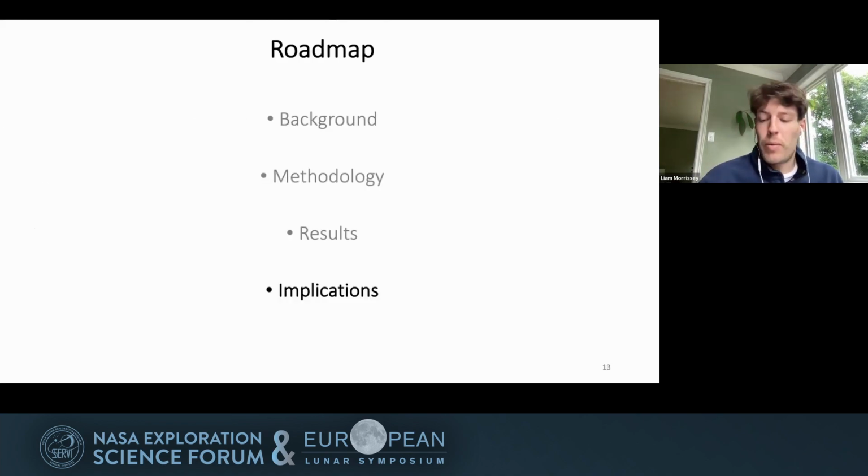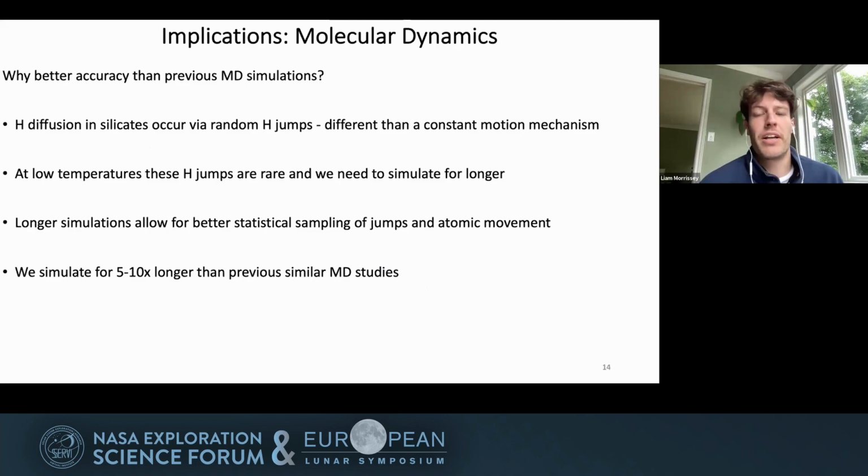So I can basically wrap up here with a couple of the implications of our findings. First, from an MD point of view, we showed that H diffusion in silicates occurs via random H jumps, and this is very different than a constant motion mechanism. So therefore, at low temperatures, these jumps are rare, and we need to simulate for longer. Longer simulations allow for better statistical sampling of jumps and the atomic movement. And as we noted, we simulate 5 to 10 times longer than previous similar studies. We think that because we're simulating for longer and sampling better, we're getting better accuracy.